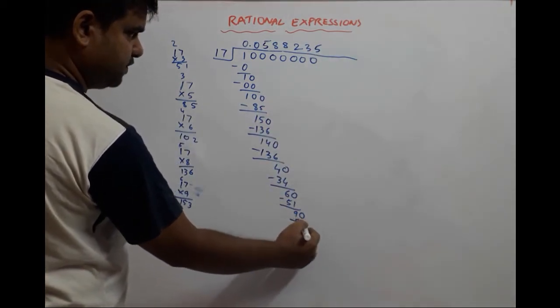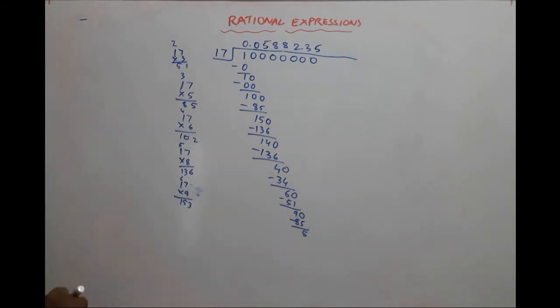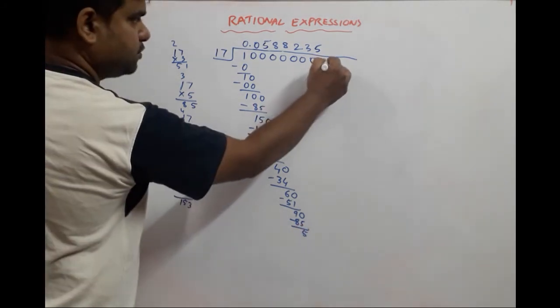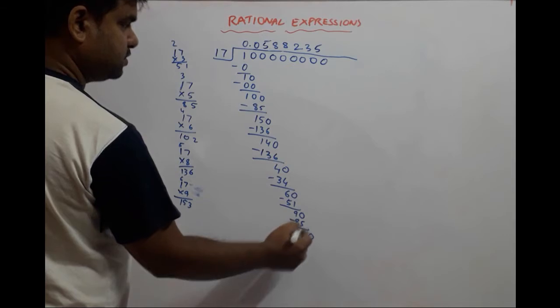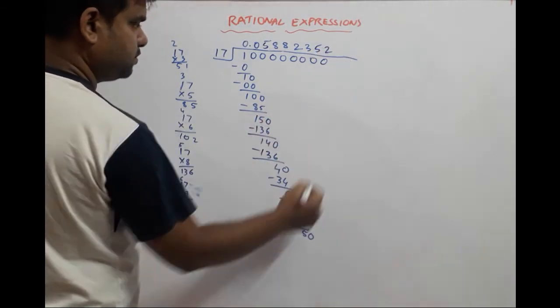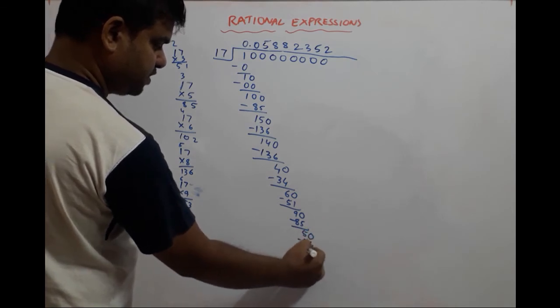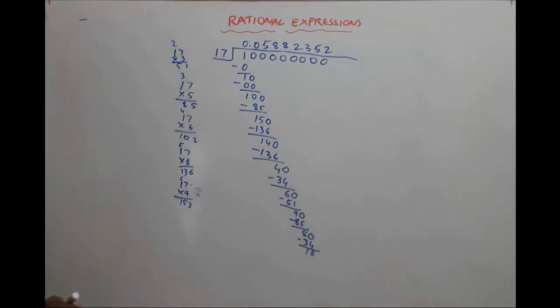90 minus 85 is 5. Okay, we put a 0 over here, bring the 0 down. 17 2s are 34, because 17 3s are 51, so 34. We get 16 over here.